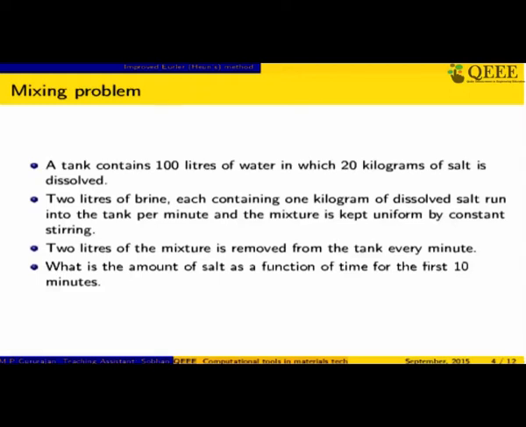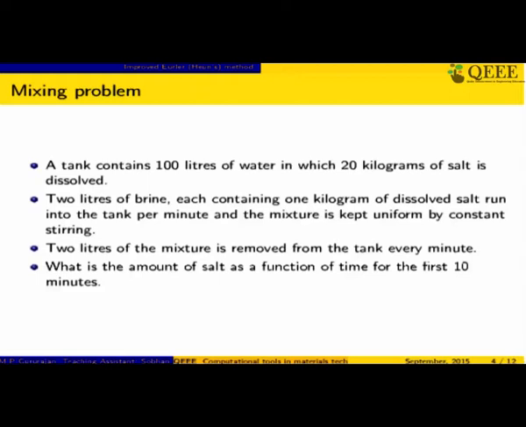So you have an inlet which keeps giving 2 liters of brine per minute, and each liter of the incoming brine contains 1 kilogram of dissolved salt, and from the mixture we keep taking 2 liters out every minute. So the amount coming in and the amount going out is the same, but there is some salt concentration in the incoming liquid and some salt concentration in the outgoing liquid.